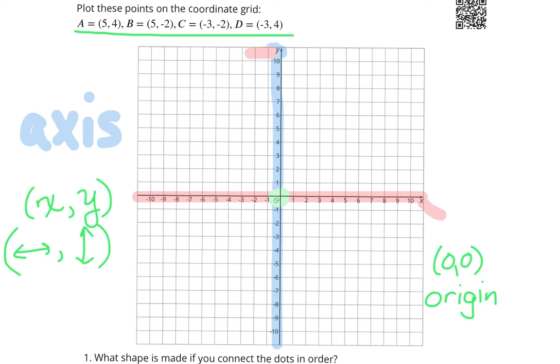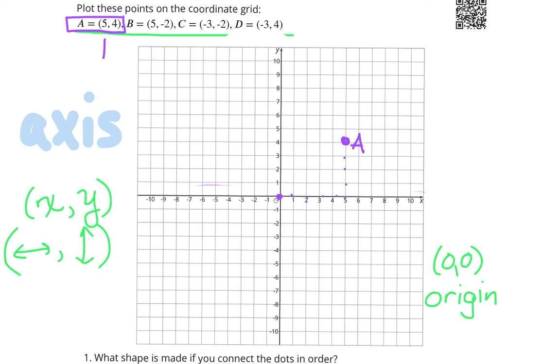Okay? So if we're graphing point A as 5, comma 4, that means we're going to start at the origin. So I'm going to start at 0, 0. I'm going to go 5 in the x direction. So 1, 2, 3, 4, 5. And then from there, I'm going to go 4 in the y direction. 1, 2, 3, 4. And this is the point at 5, comma 4. And I'm going to label that point A.